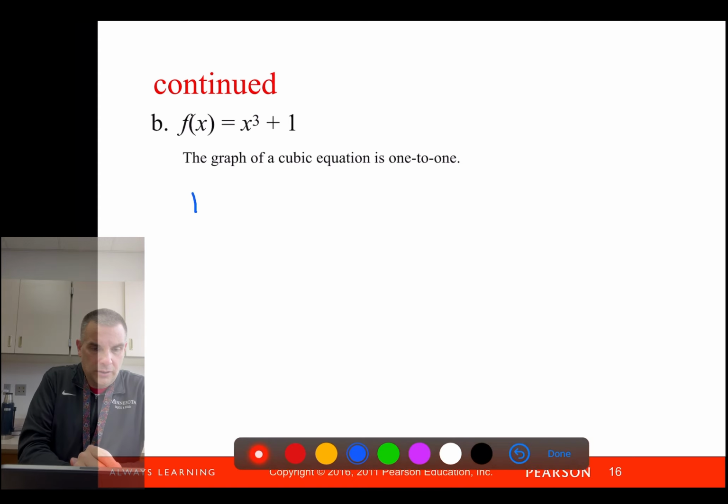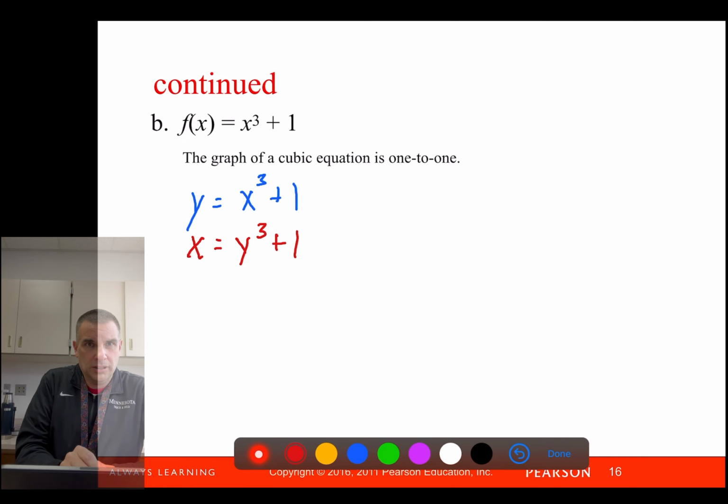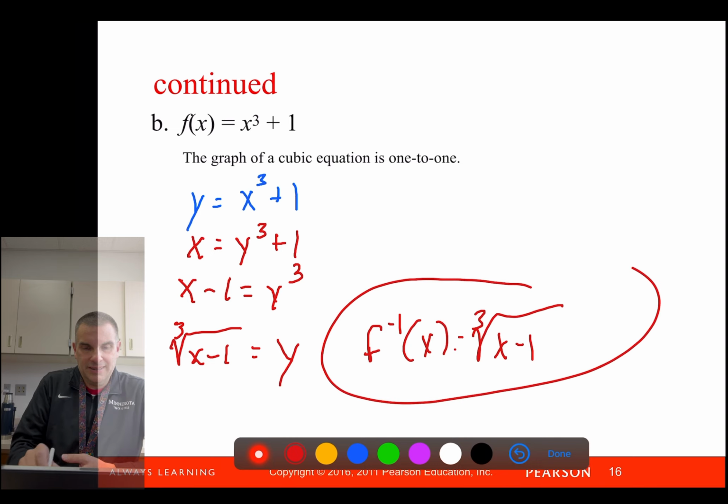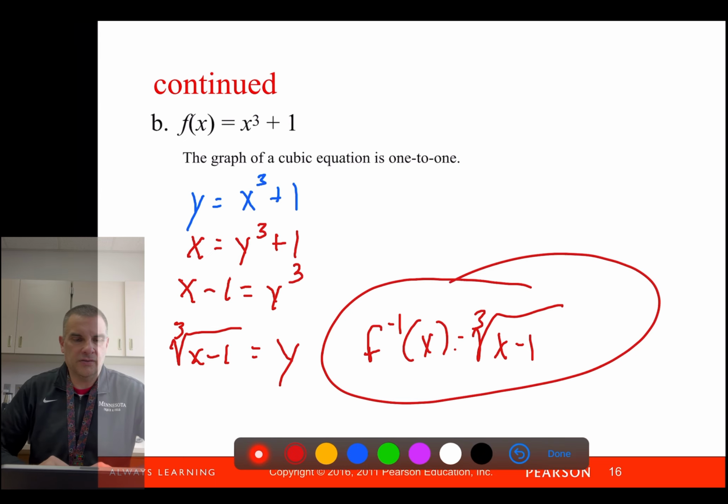So, okay, there's the first step. So our first step then, we're going to go y is equal to x cubed plus 1. That's step 1. Step 2, we're going to switch our x and the y's. So this is going to be x equals y cubed plus 1. Now we're going to solve for y. So we're going to subtract 1 from both sides. And then we take the cube root. That's going to equal our y value. And then we change it to an inverse. And that's our inverse of the function x cubed plus 1.